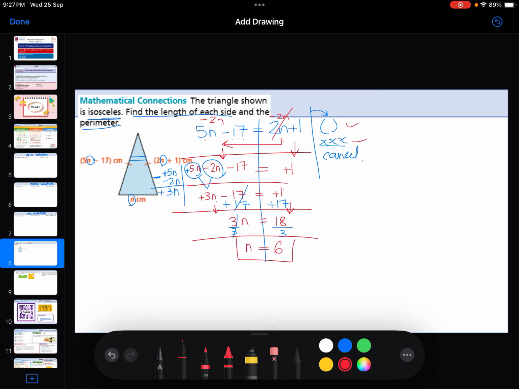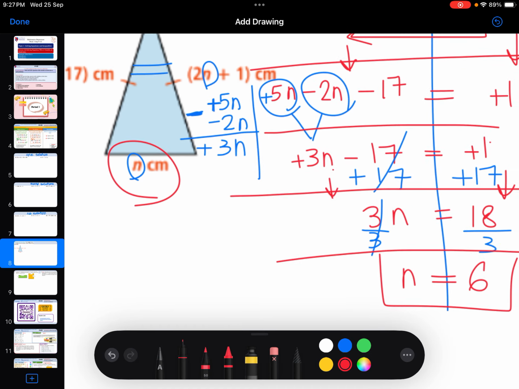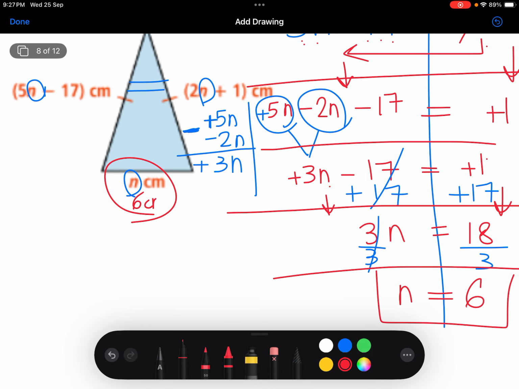But still, what do they want? They want the length of each side and the perimeter. Banat, what are the sides? One side is n, and I know n equals 6. Done. So it's 6 centimeter, one side. This side is 6 centimeter.